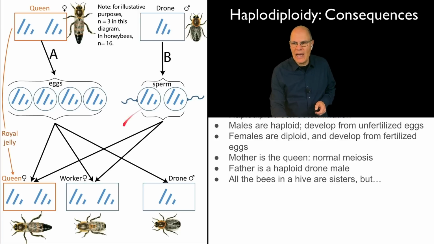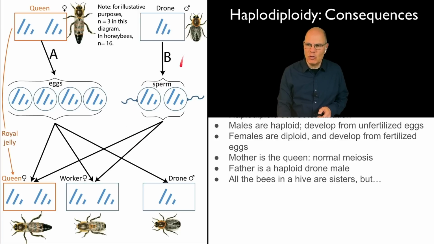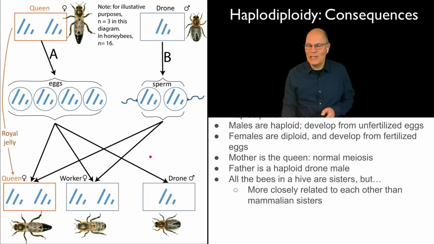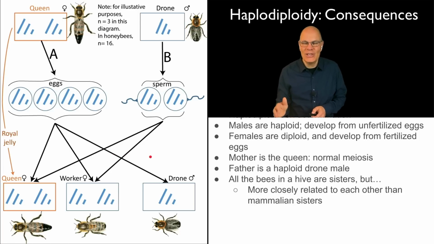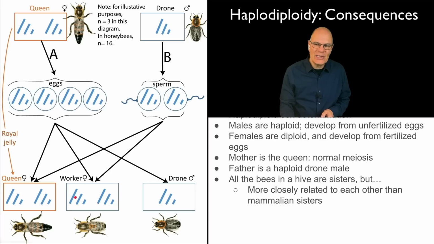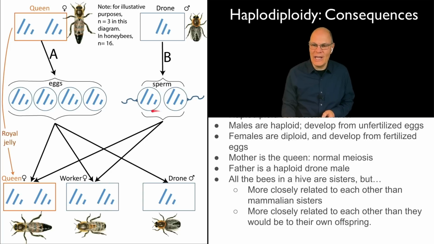The consequence is that all the bees in a hive, with the exception of the drones, all of the worker bees are sisters, but they're more closely related to one another than any two mammal sisters are. Just think about it. Mammal sisters inherit half their mom's genes, half of their dad's genes, so they're 50% related to one another, whereas these sisters inherit half of their mom's genes and 100% of their dad's genes, so they're 75% related to one another. They're more closely related to one another than they would be to their own offspring.